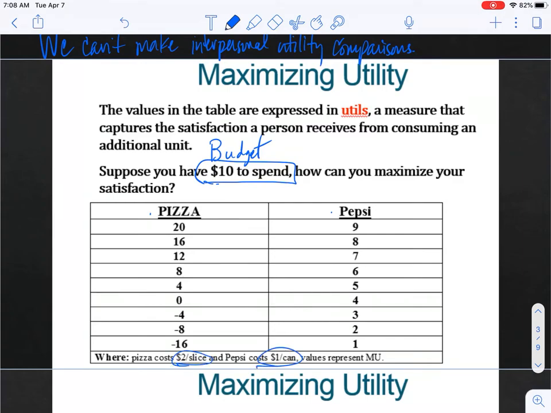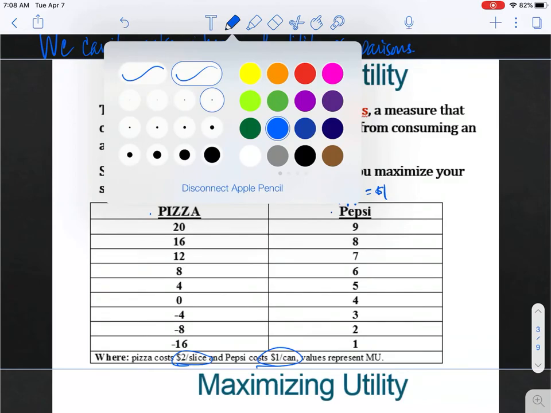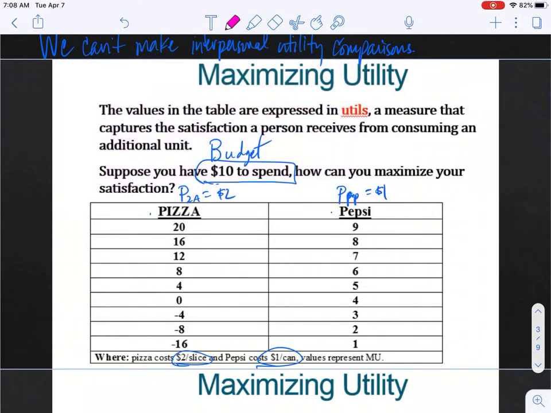And then the other important information is down here in the bottom. Pizza is $2 a slice. Pepsi is $1 per can. Right? So we could make a note here. The price of pizza is $2, and the price of Pepsi is $1. So how does she decide what to get? How do you decide what to purchase? Well, this is where marginal utility per dollar comes into play.